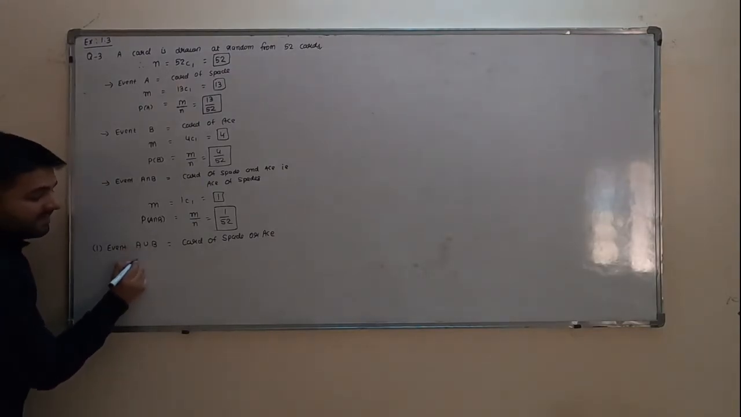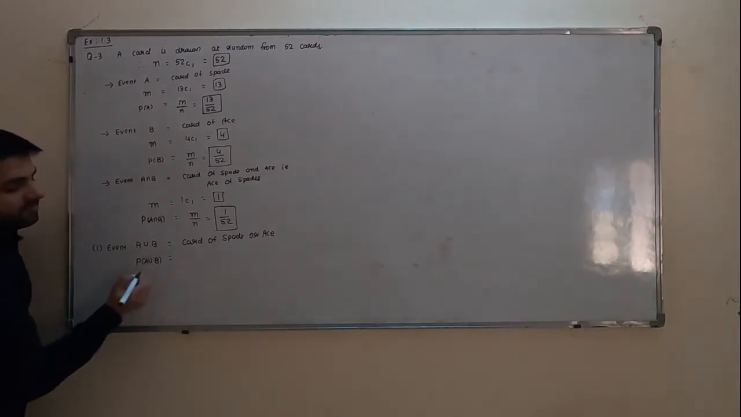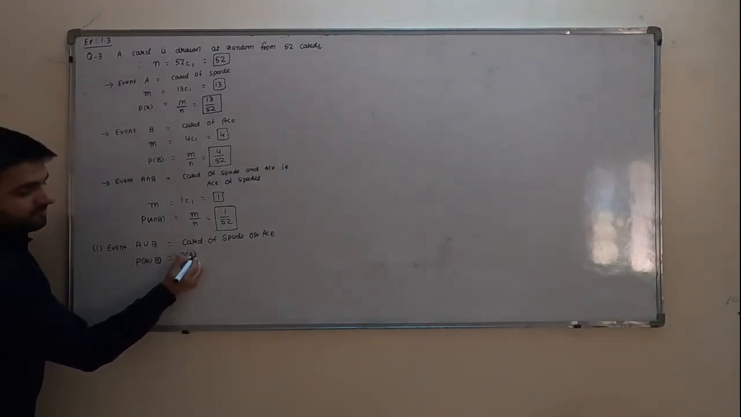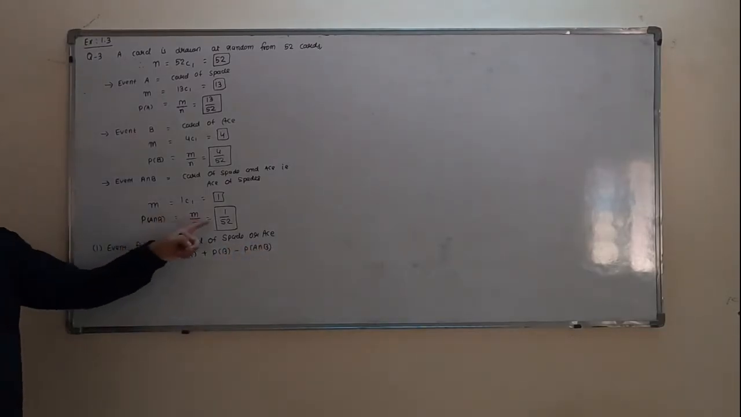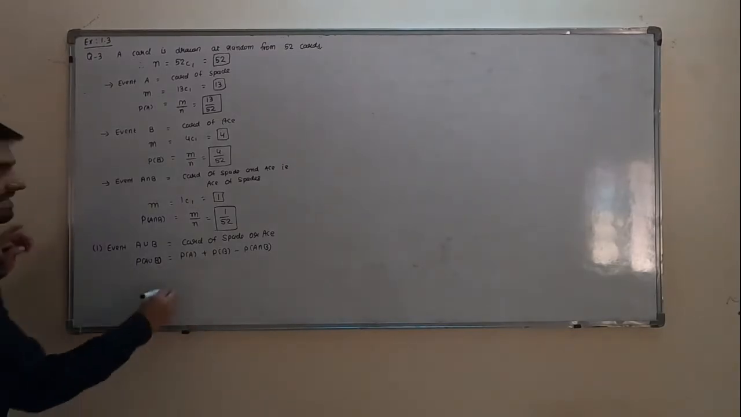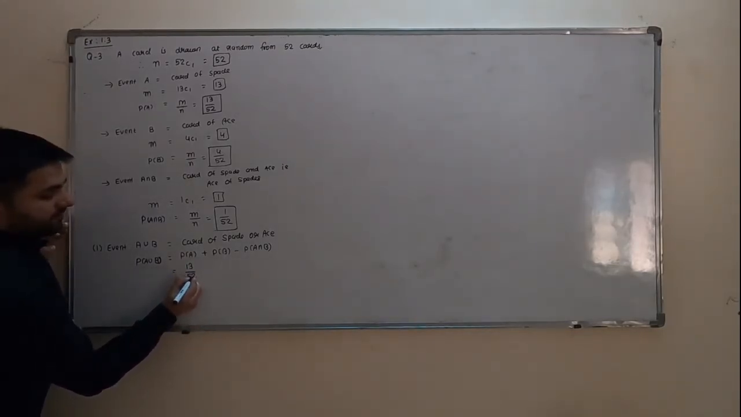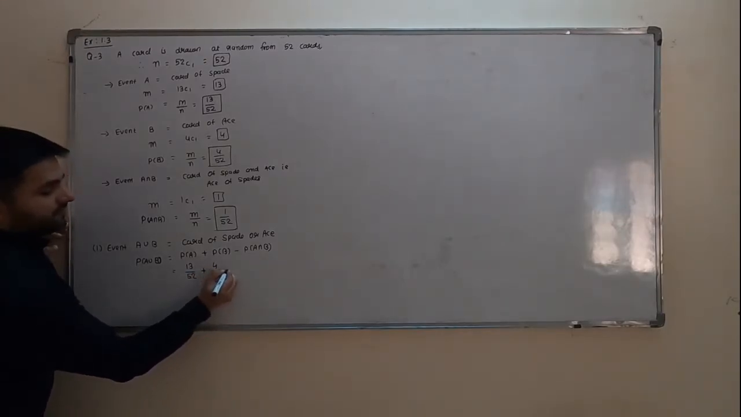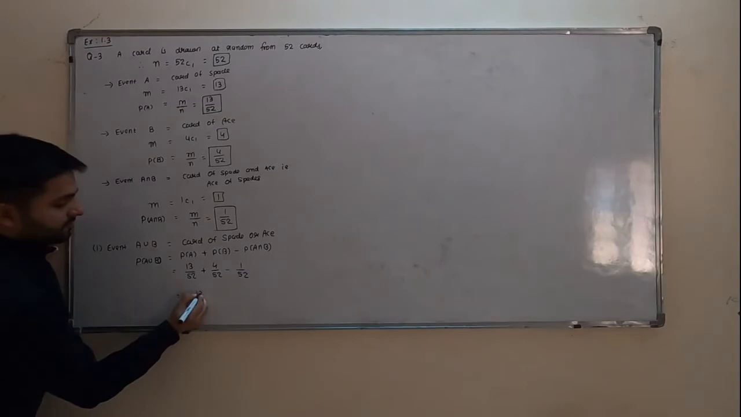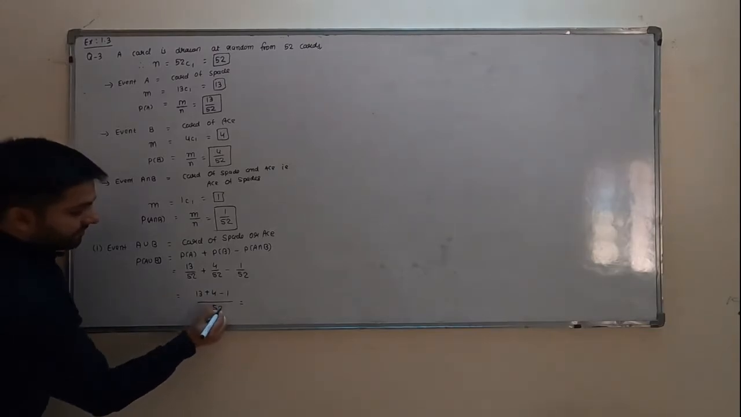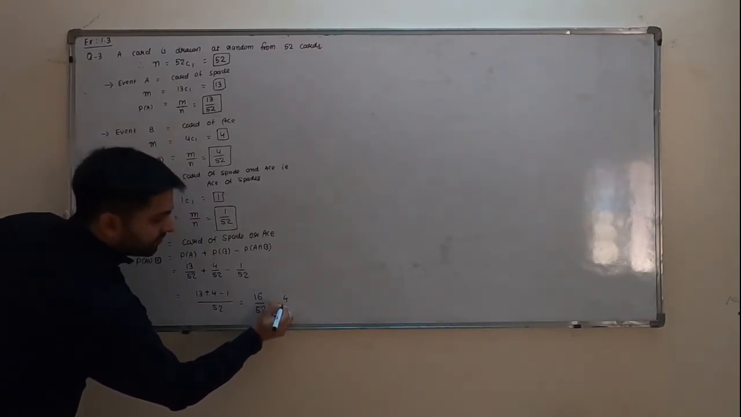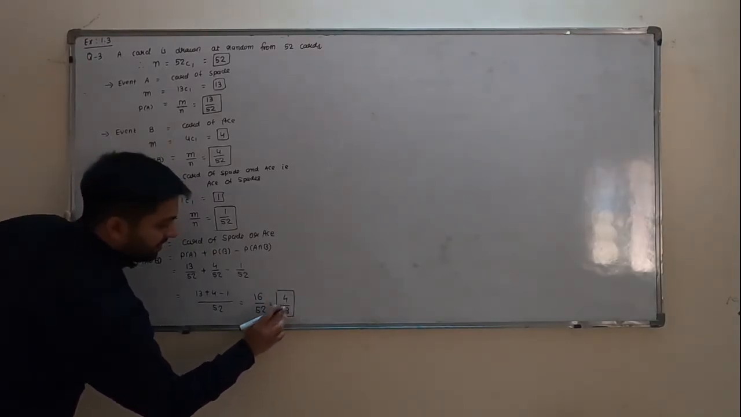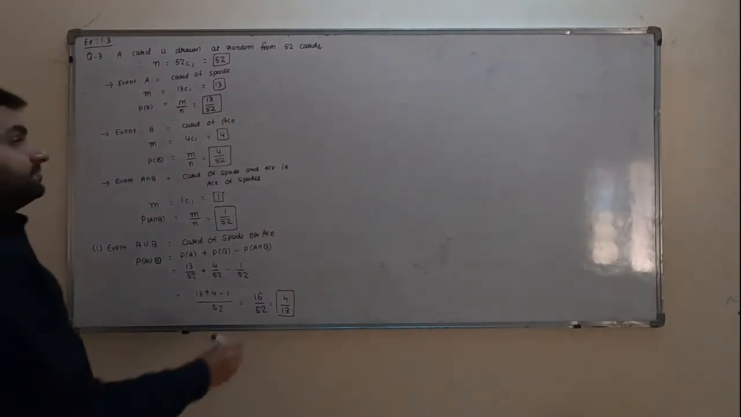Now we cannot write m directly. We will put the formula p of a union b is equals to p of a plus p of b minus p of a intersection b. And this is the reason for not cutting the elements, because here we are adding each other. So 13 upon 52 plus 4 upon 52 minus 1 upon 52. So 13 plus 4 minus 1 by 52 will be 16 by 52. And now here you can cut with 4 4, so 4 by 13. Here it is possible to cut. Okay, so the answer is 4 by 13.